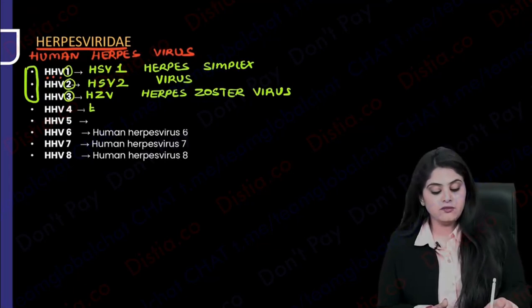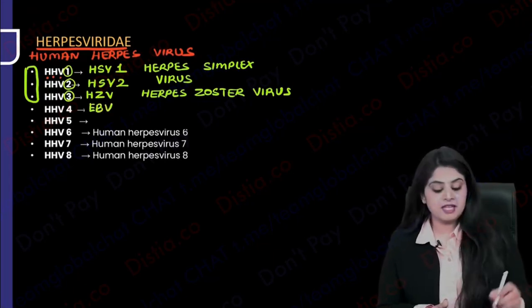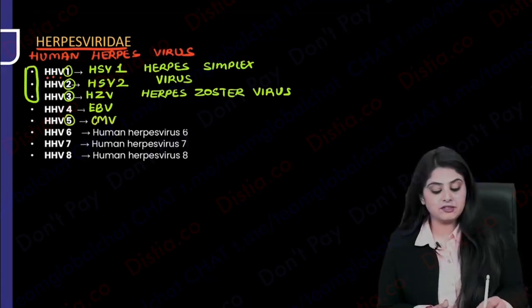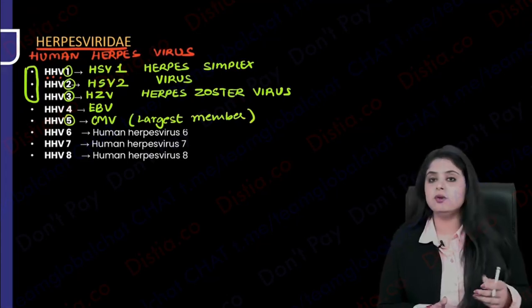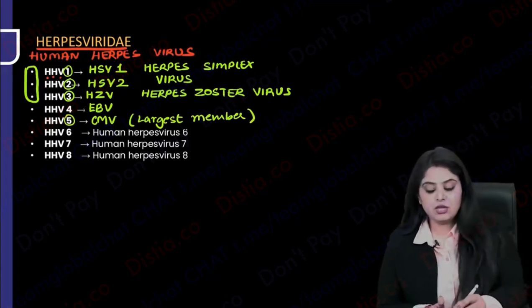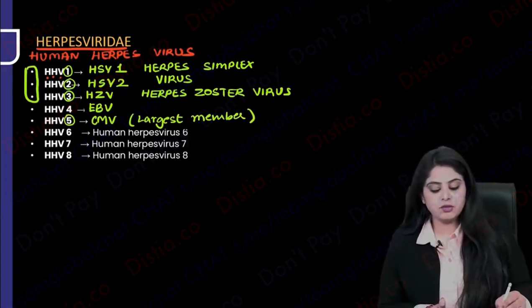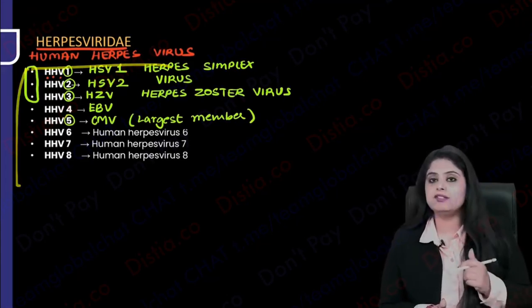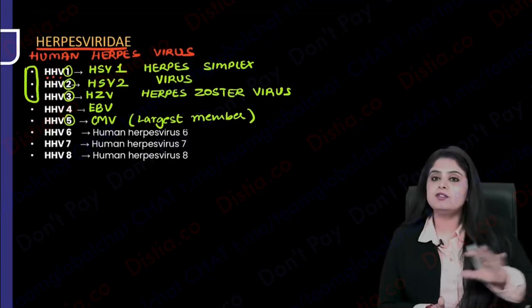What is 4? 4 is Epstein-Barr virus. And the fifth one, bigger number, that is cytomegalovirus. And cytomegalovirus is the largest member of this family, as the name of course suggests, cytomegalovirus. So this is exactly what we are going to do. We are going to study one by one from 1 to 8. We'll study everything. But first, let's do a basic overview.